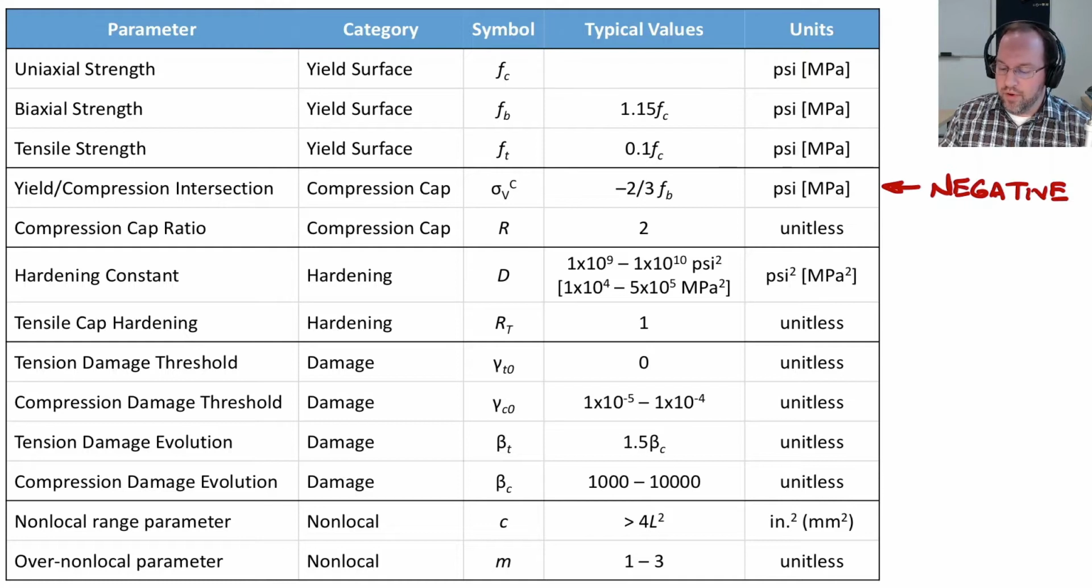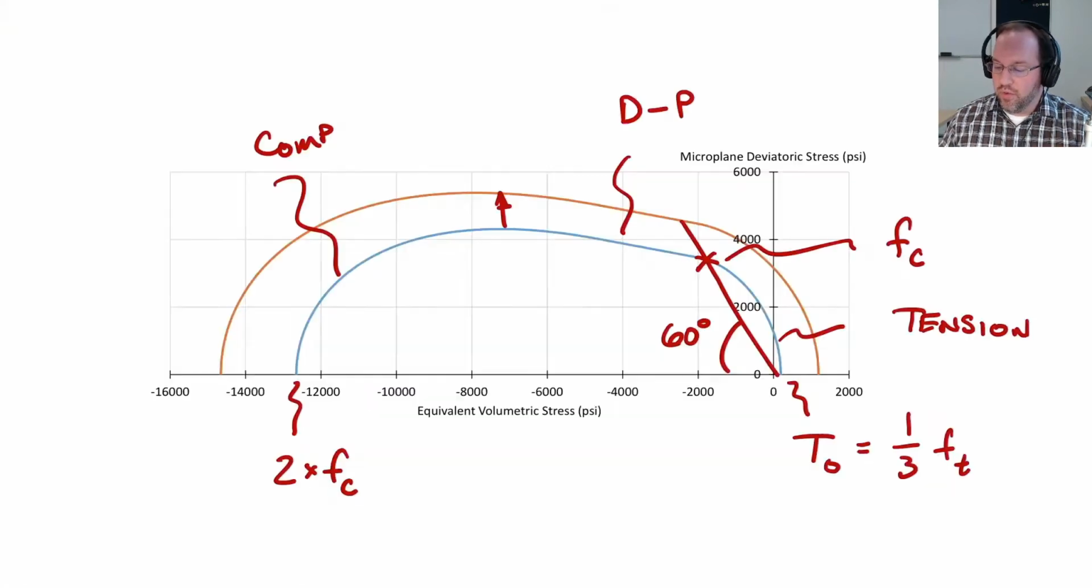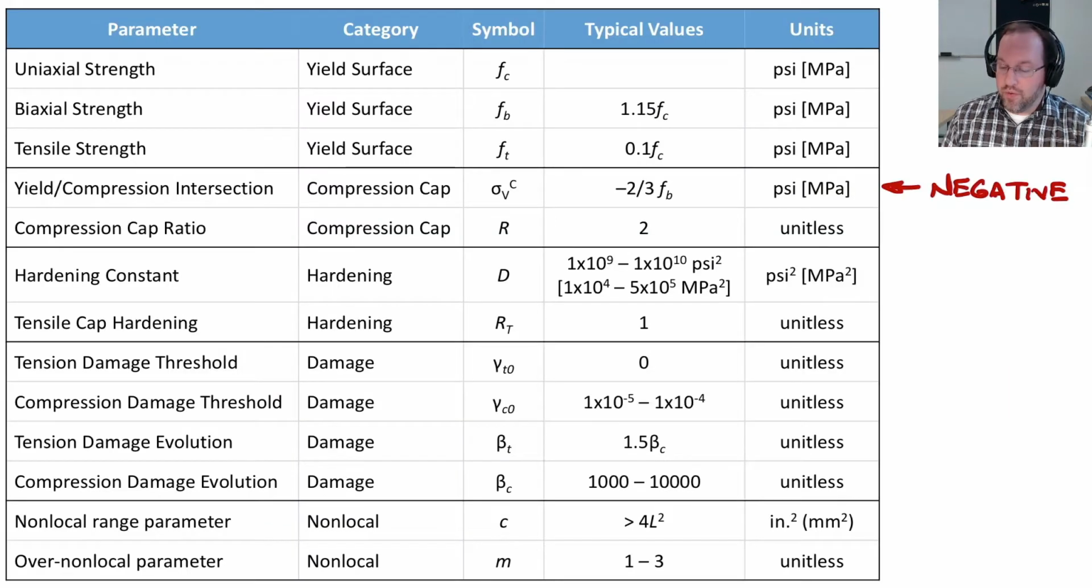Our next parameter is the compression cap R. Usually we just set this equal to 2, but it can vary possibly between 1 and 3. If you have triaxial test data, you can possibly find this number. Otherwise, you can set it to a value that achieves this point right here being approximately equal to 2 times your uniaxial compressive strength. So we have further parameters that define hardening, our damage, and non-local behavior, which helps stabilize the method.